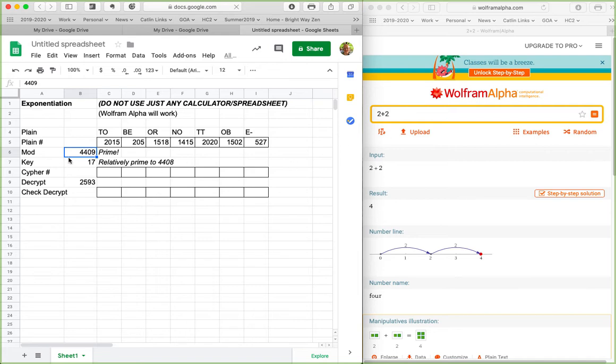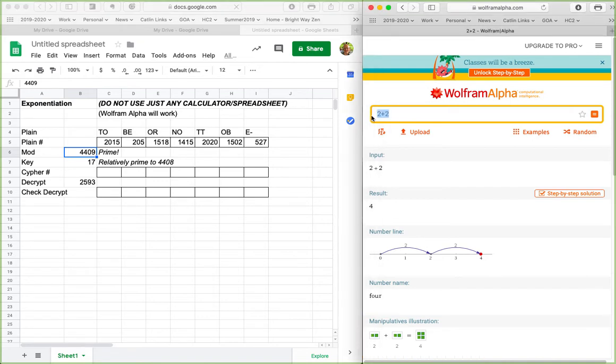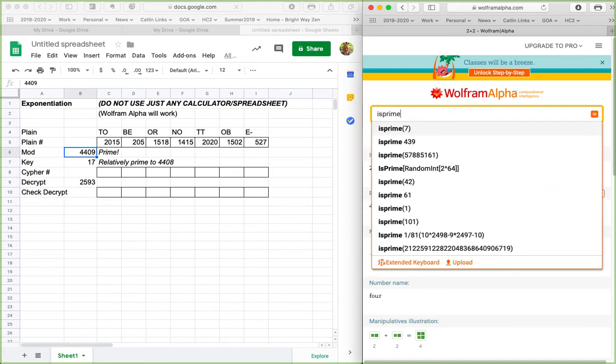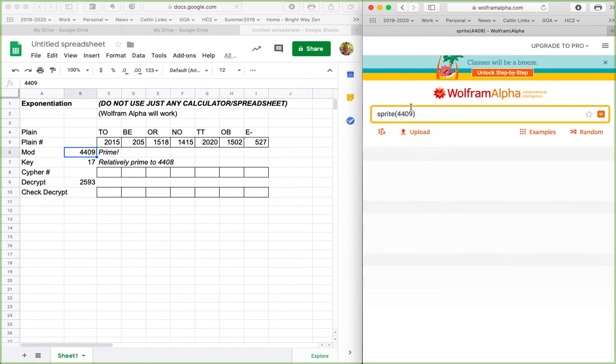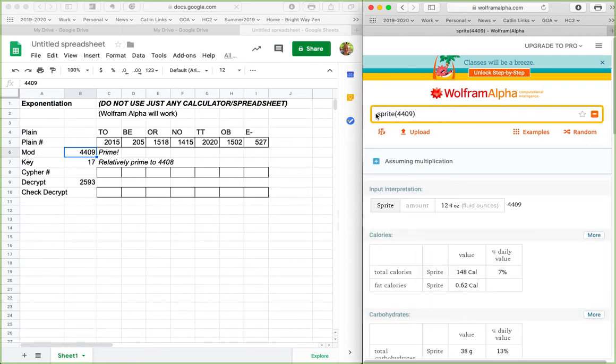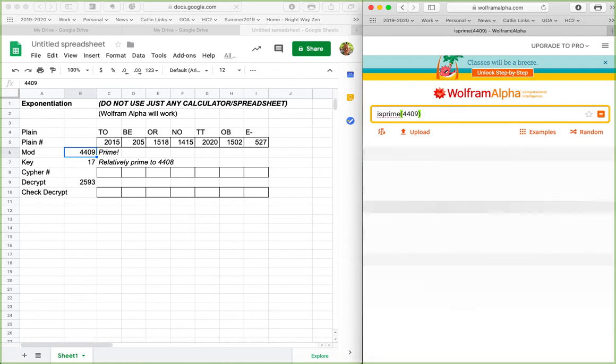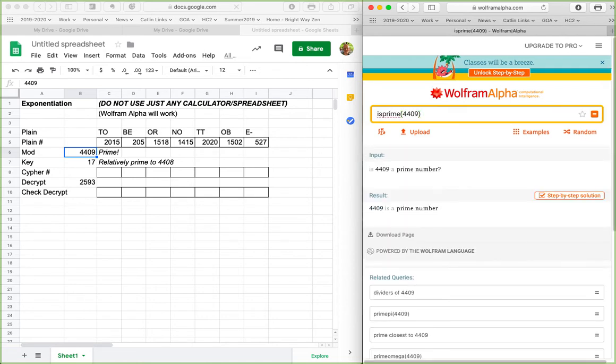So I have 4409 here. Do I know it's prime? Well, the easiest way probably is to use Wolfram Alpha to actually ask it, is prime 4409? I type that in, and for some reason it changes "is prime" to "sprite". Don't ask me why. I must be thirsty. Is prime. There we go. And it says, is 4409 a prime number? Oh, yeah, it is a prime number. Great. You could just pick a random number and try that.